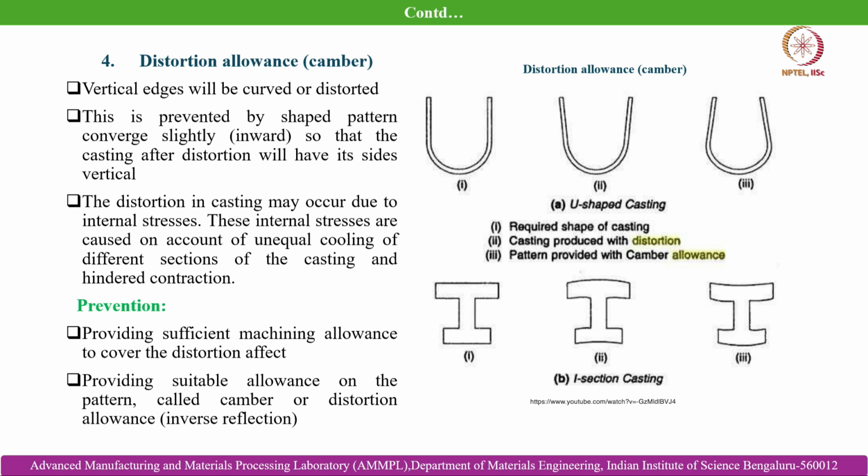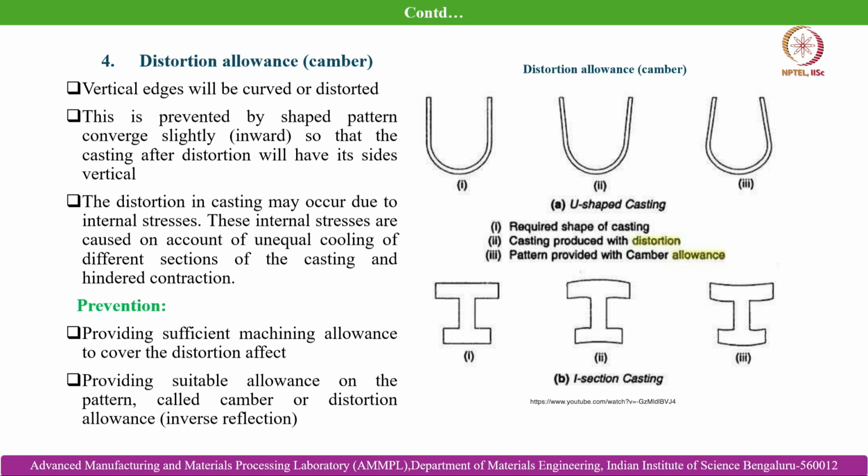Okay, so distortion allowance we have also discussed earlier. Here it is shown in much more detail. In case of distortion, the vertical edges will be curved or distorted. So, this is prevented by shaping the pattern so that it converges slightly inward, so that the casting after distortion will have its sides vertical.